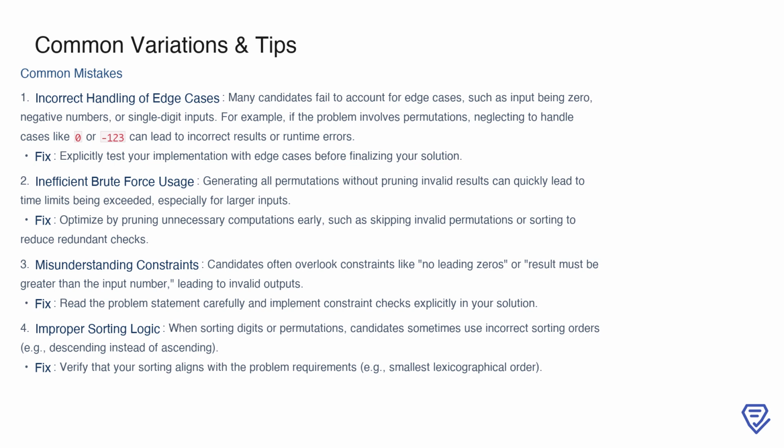reduce redundant checks upfront. Additionally, misunderstanding constraints like failing to account for no leading zeros or ensuring the result meets certain conditions can lead to invalid outputs. To avoid this, carefully read the problem statement and implement checks for these constraints.